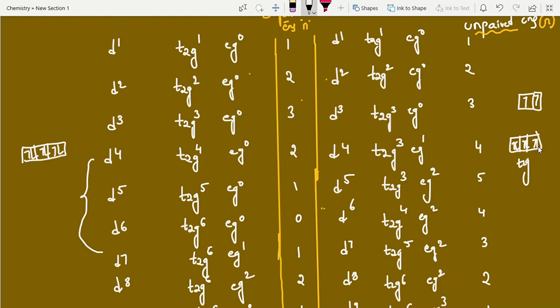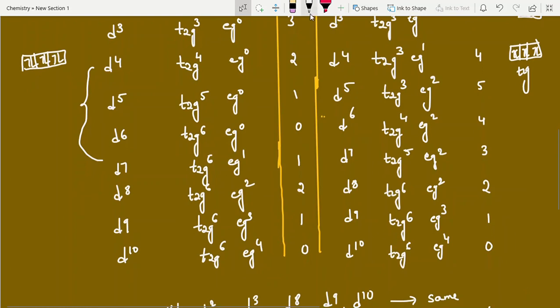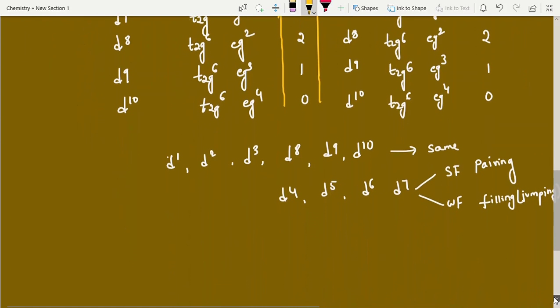D8 means 2 unpaired electrons. D9 means 1 unpaired electron. D10 means 0 unpaired electrons. Like this we are calculating, n equal to the number of unpaired electrons. I think you finally understood the point. Okay, hope it is clear to everyone. Now I have written the conclusion points here, students.